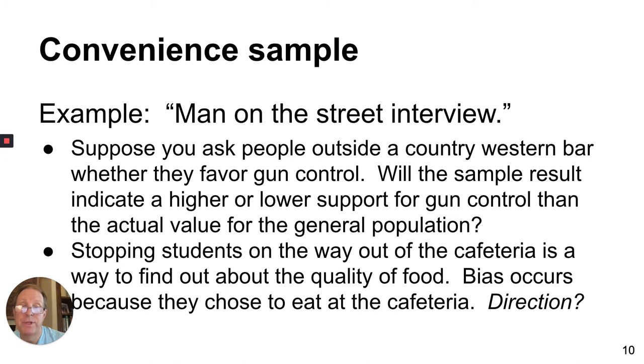How about if you stop students on the way out of the cafeteria as a way to find out about the quality of food? Well, this is still bias, but this time the bias occurs because the people who were sampled actually chose to eat at the cafeteria. It underrepresents those who didn't eat at the cafeteria, who found other places to eat. Again, whenever you identify a bias, you have to tell me the direction of that bias compared to the true population value.